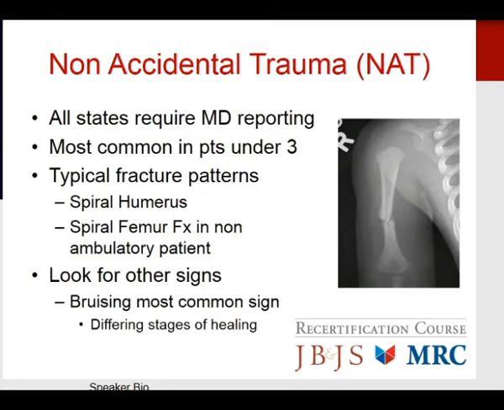It was previously felt that spiral femur fractures were somewhat pathognomonic for NAT. However, recent studies have demonstrated that transverse femur fractures are actually more common in non-accidental trauma. However, one must remember that the most common presentation of child abuse are actually skin lesions such as bruising and burns.